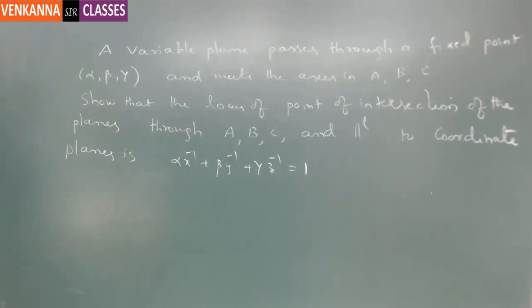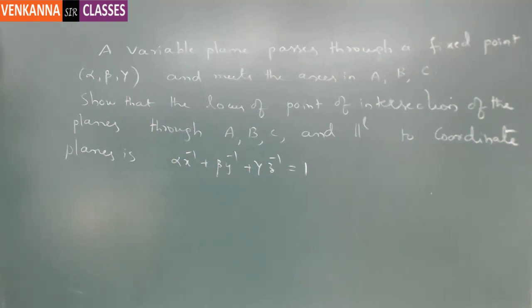So apart from taking distance from the origin, here he mentioned that the variable plane is passing through a point alpha, beta, gamma. That is the only difference between the previous problem and the current problem. However, the locus will change automatically. Fine. Is the objective clear? Similar to the previous question it is. The second part, if you read.